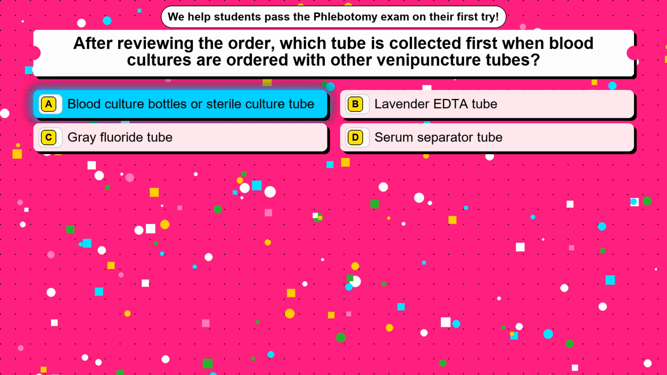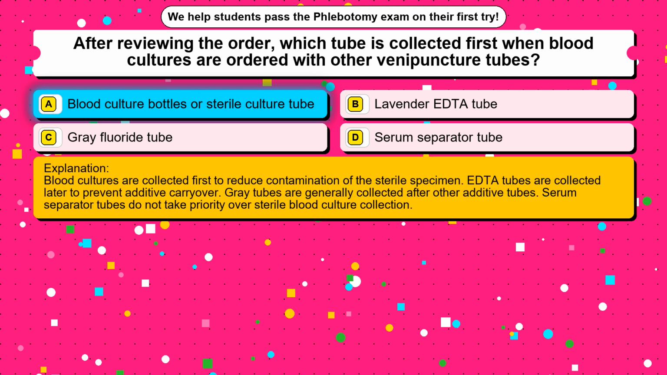The correct answer is option A. Blood culture bottles or sterile culture tube. Blood cultures are collected first to reduce contamination of the sterile specimen. EDTA tubes are collected later to prevent additive carryover. Gray tubes are generally collected after other additive tubes. Serum separator tubes do not take priority over sterile blood culture collection.